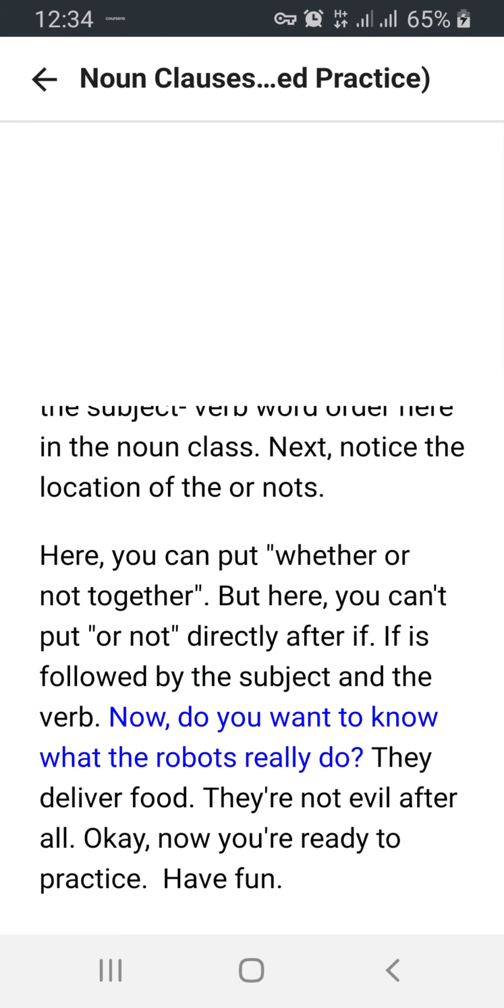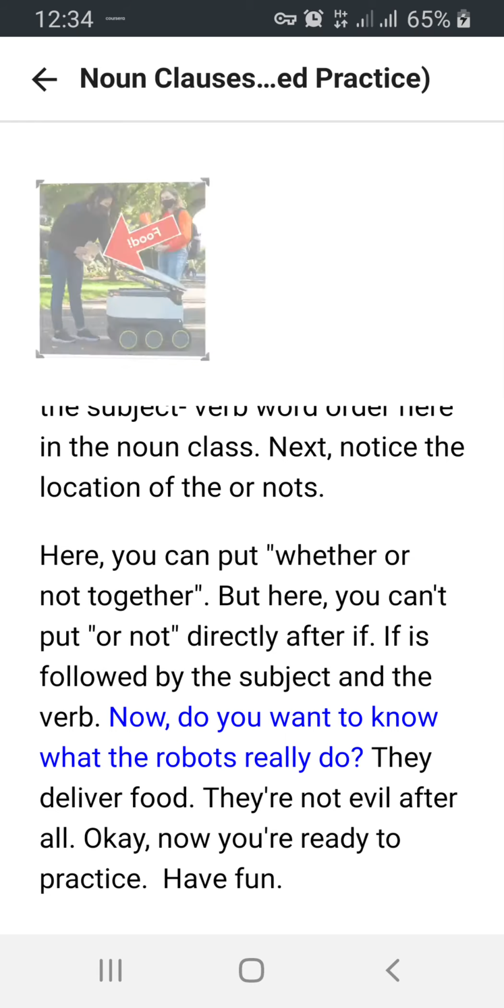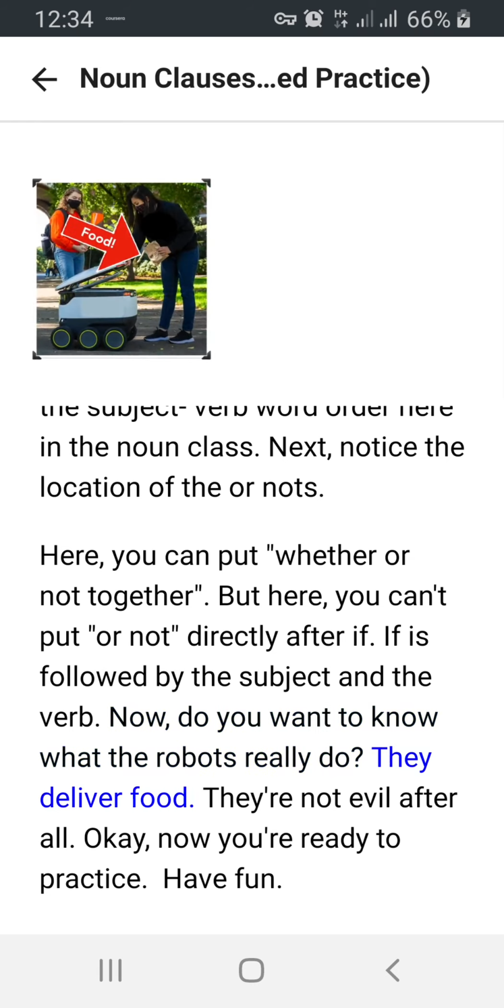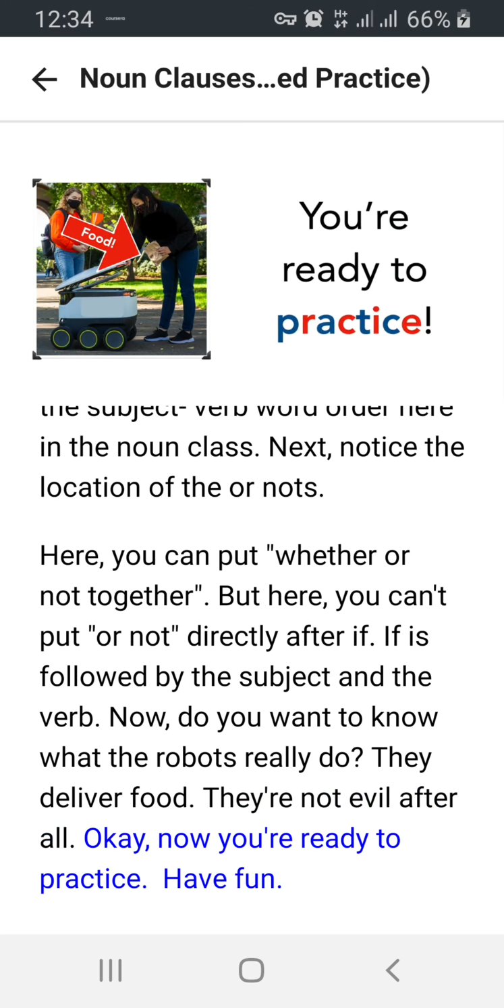Now, do you want to know what the robots really do? They deliver food. They're not evil after all. Okay, now you're ready to practice. Have fun!